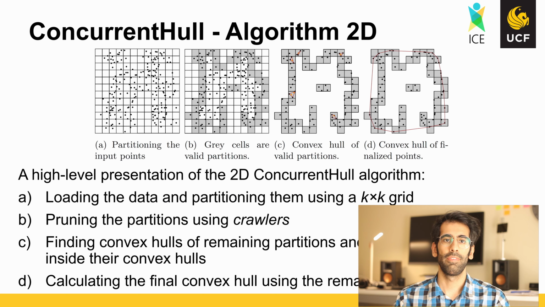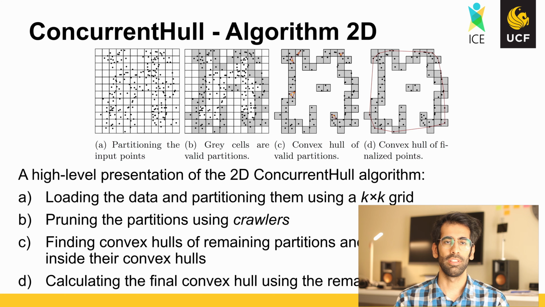This is a high-level presentation of the 2D ConcurrentHull algorithm. In the first step, we load the data and partition them using a k-by-k grid. After partitioning the points, we will use crawlers to find valid partitions and remove invalid partitions. We will talk about the crawlers in the next slide.